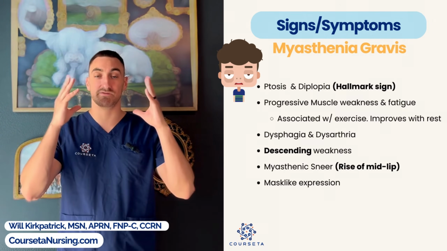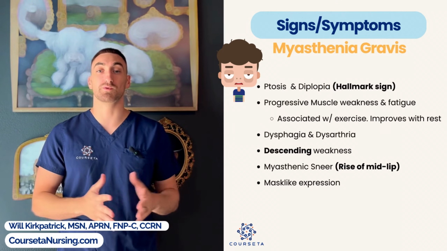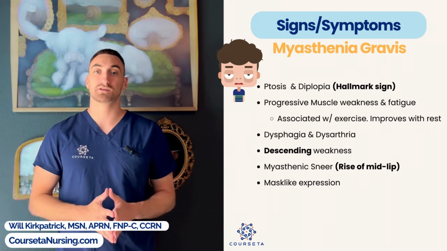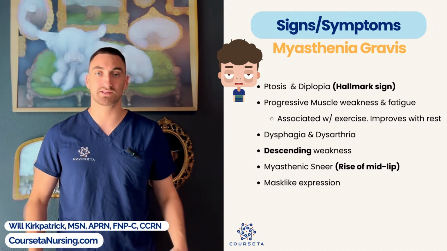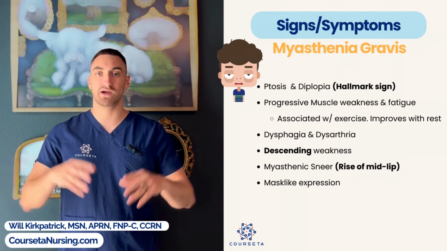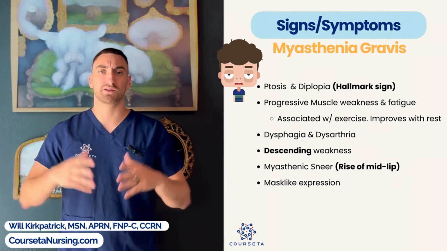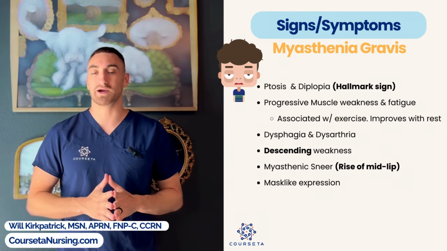Since the muscles in the face are very weak, they can't really express emotion like we do with our nonverbal communication. And then, of course, just like the pathophysiology, a sign and symptom is descending weakness. So if a nursing exam gives you a case scenario where there's a patient who has a mask-like expression and they're noticing that their weakness is going down the body, then of course, think myasthenia gravis.